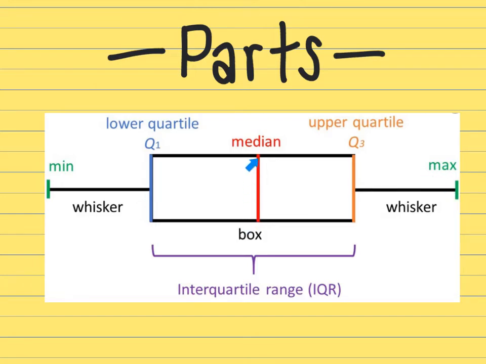The line that's inside the rectangle, not necessarily in the middle, but the inside of the rectangle, is the median number. And then we have the lower quartile and the upper quartile. Those are the only 5 parts we know.